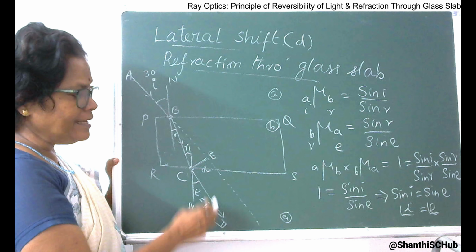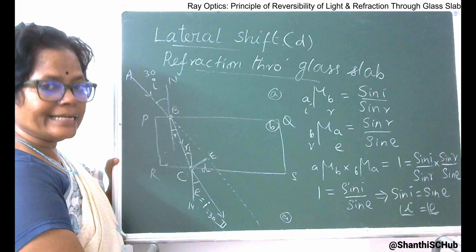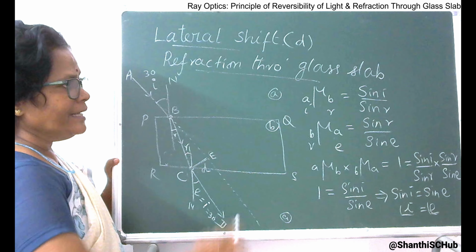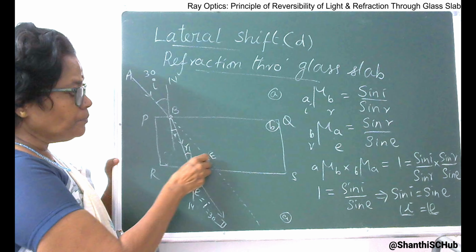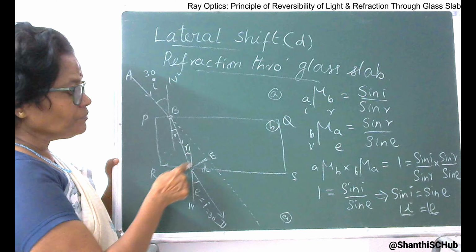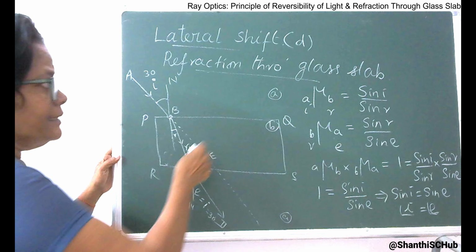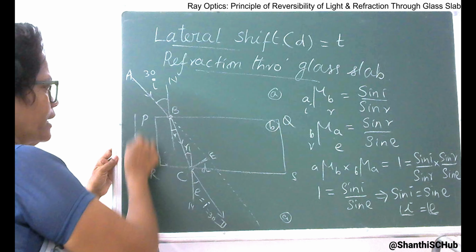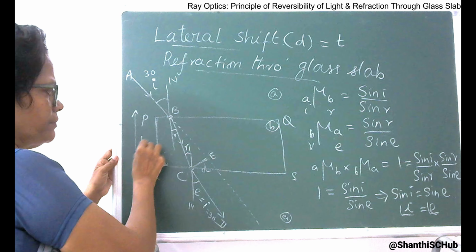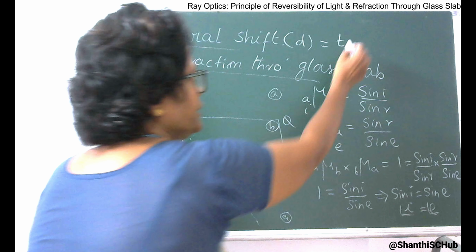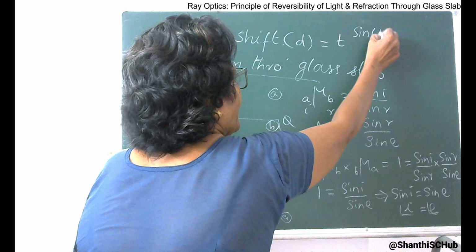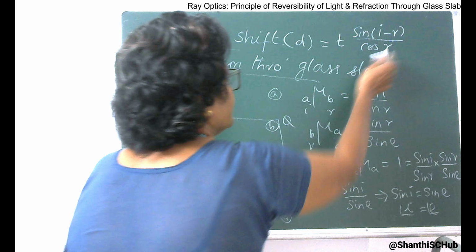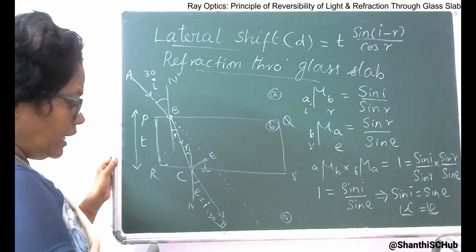The emergent ray is parallel to the incident direction because the angle of emergence is equal to the angle of incidence. In the same way, you can prove what this D is. It is equal to the thickness of the medium, that is PR, T into sine of the angle of incidence minus the angle of refraction, divided by cos R. This we can prove. How to prove?